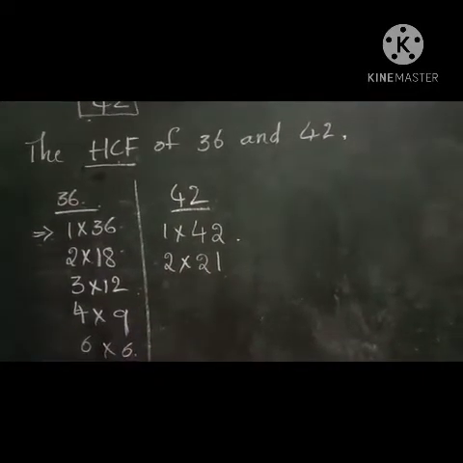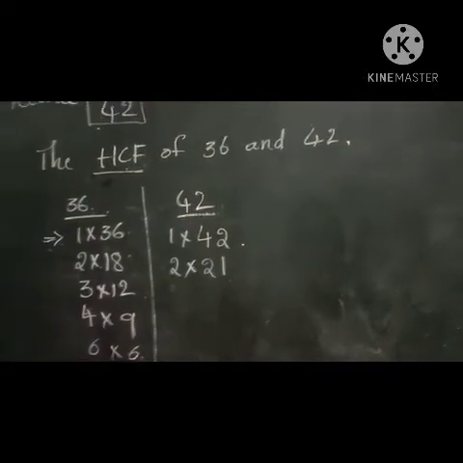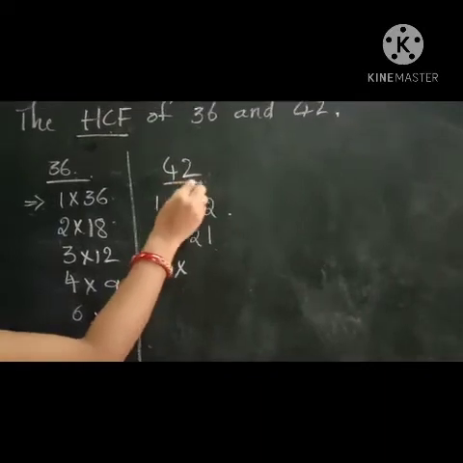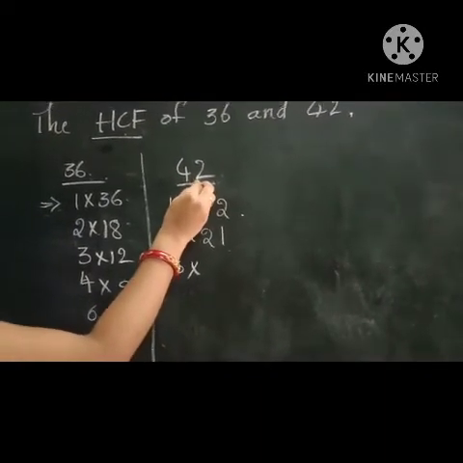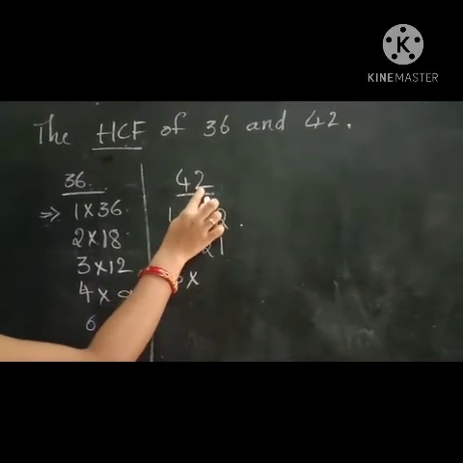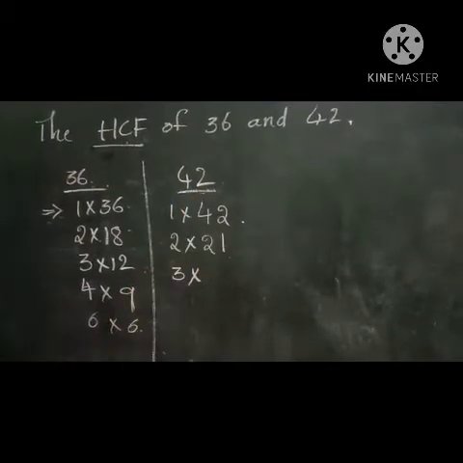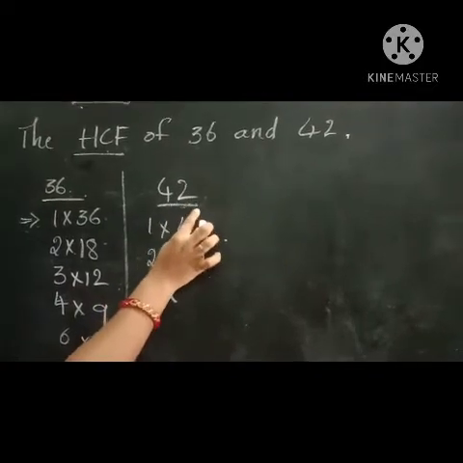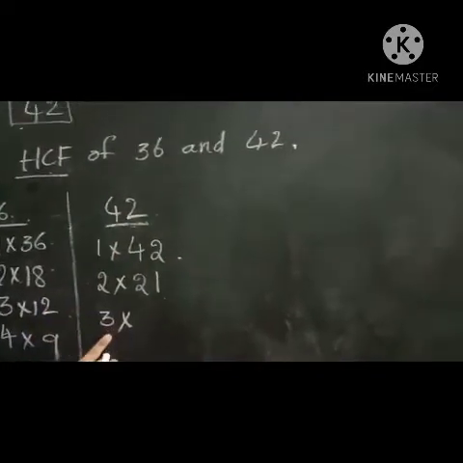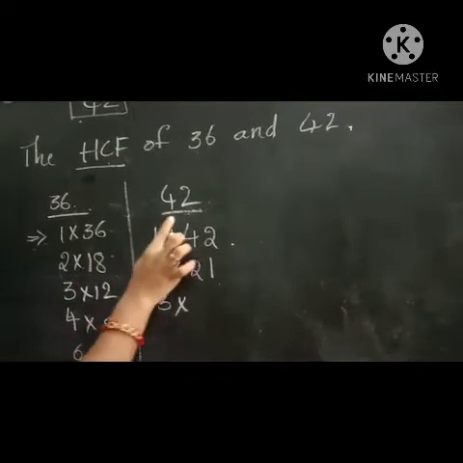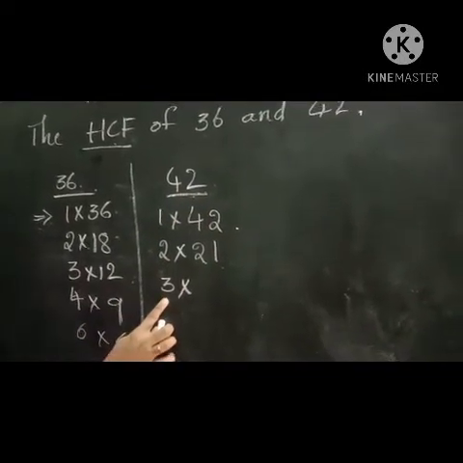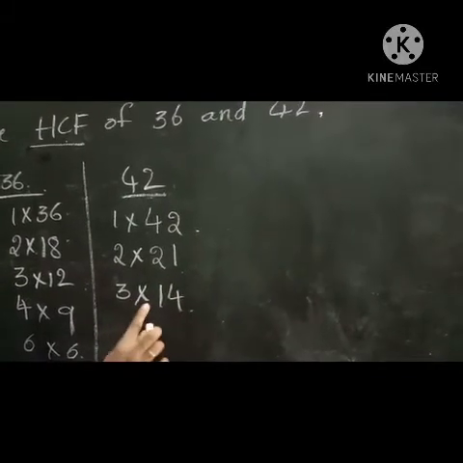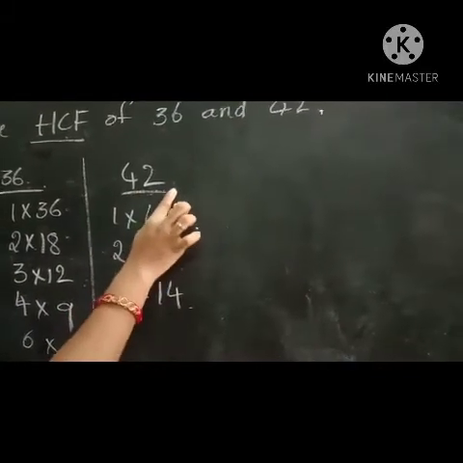Next, see here children, in the 3 table, is 42 there or not? In the 3 table, what do we have to do? Sum of the digits. 4 plus 2 is equal to 6. 6 is divisible by 3. So this 42 is also divisible by 3. How many times, children? 3 into 14 is equal to 42.